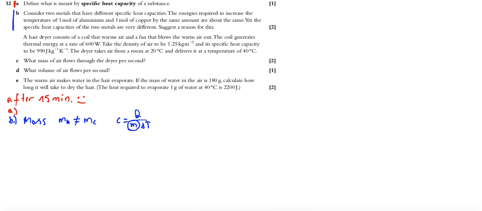Okay, C. We have a hair dryer. It consists of a coil that warms air and a fan that blows the warm air out. The coil generates thermal energy at a rate of 600 watts. Take the density of air to be 1.25 kilograms per meter cubed, specific heat capacity 990 joules per kilogram per Kelvin. The dryer takes air from a room at 20 and delivers it to the room at a temperature of 40. Find the mass of air which flows through the dryer per second.